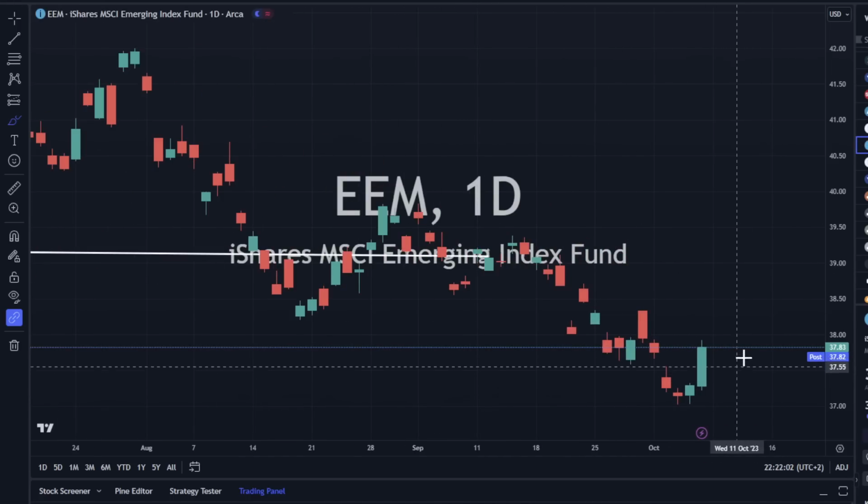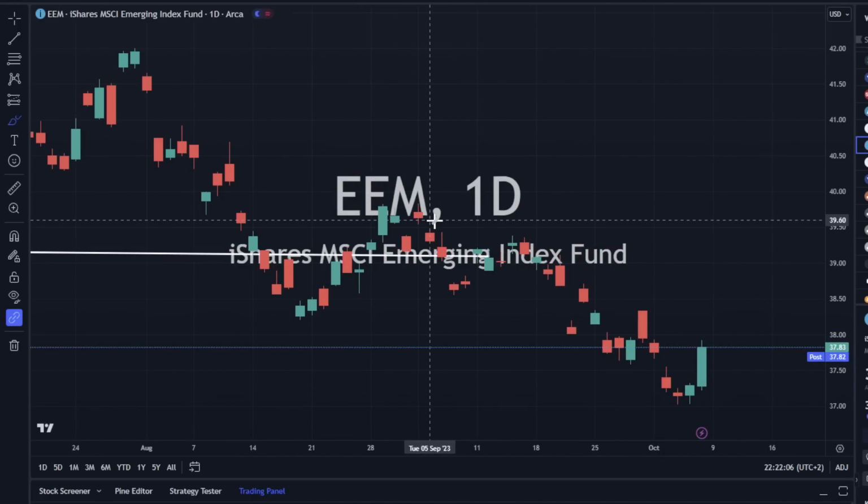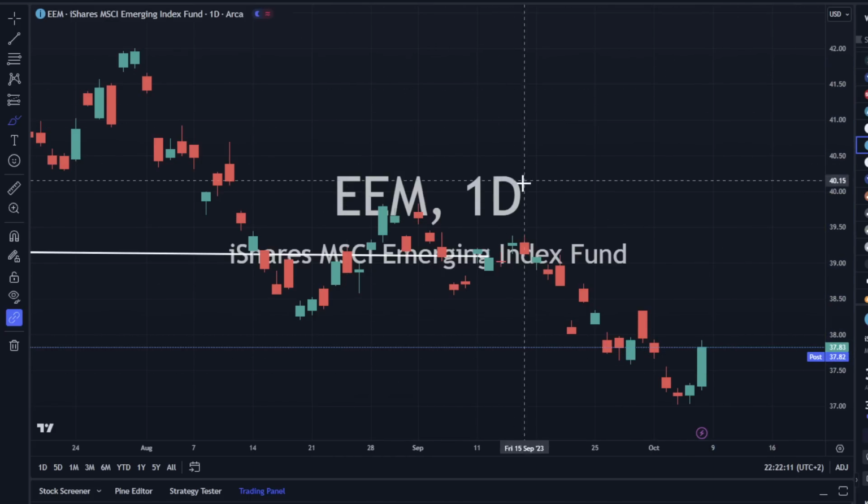Emerging markets. What are we seeing here? What did I say? This is highly linked to the dollar. It's highly linked to yields. Those are going to fall. This is going to go up. Emerging markets going up today, with a weaker dollar and yields.